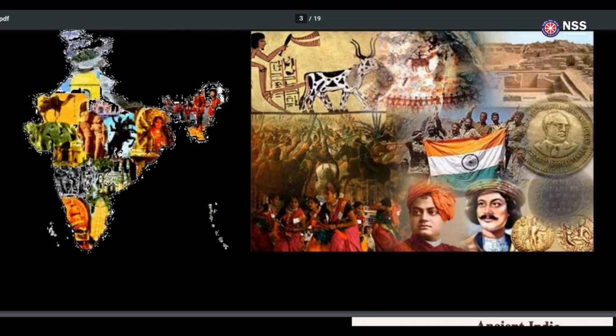Here you're finding two pictures, right? One is the India map with some pictures inside, and here is another picture on the right side. On the left side in the India map you find Jhansi Rani, a fighter on a horse, and all these pictures depict our past culture. Here is a dance, a monument, a statue, a camel, and a bullock cart.